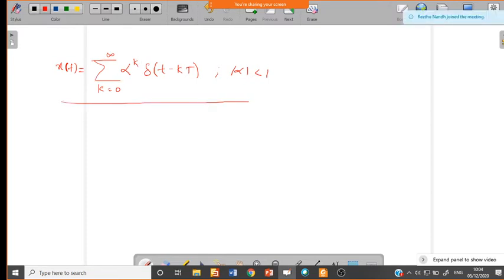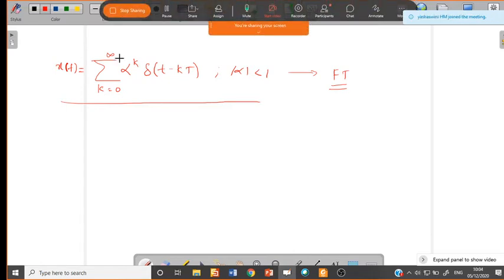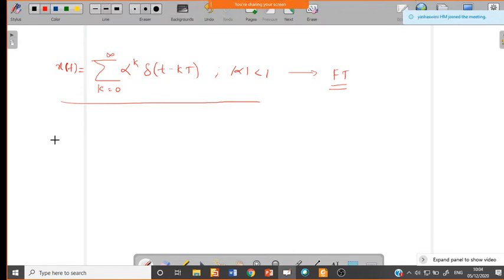Have you done this problem? Did anybody arrive at the solution? Find the Fourier transform of the signal. Anybody found it? Do you have any answer? Hello? So how do we find it?